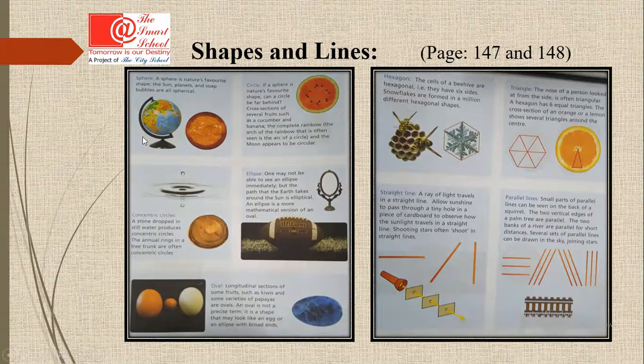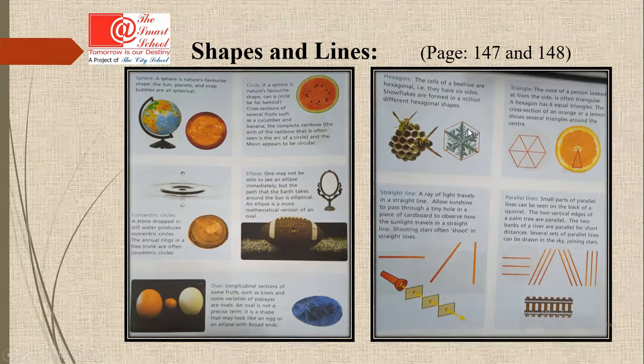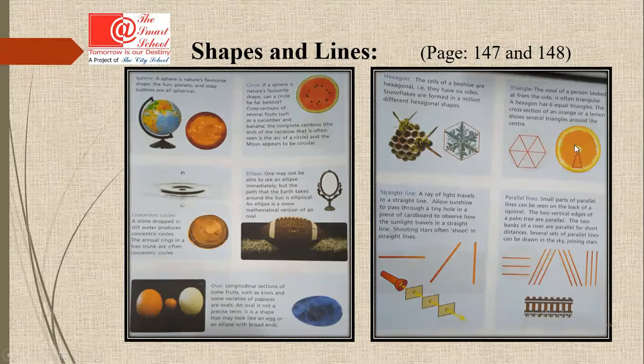You can see sphere, circle, concentric circle, oval and hexagon, triangles and straight lines and parallel lines, and all of these you can see around us. This is a beehive, this is an orange, and there are so many things, rugby ball and earth and eggs, and all of these are the shapes which I took the name of. You can write more examples of these shapes or some more shapes, and please take a piece of paper and jot down different shapes and their examples from your surroundings or from your environment.